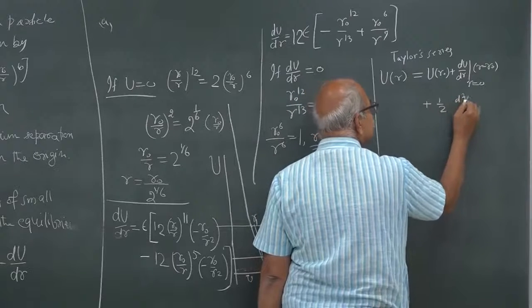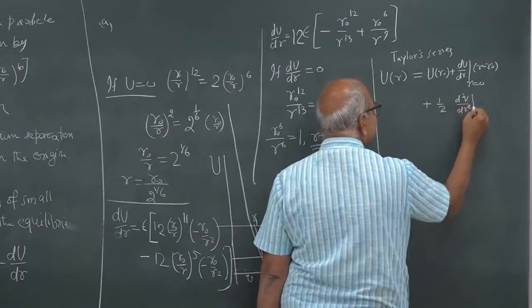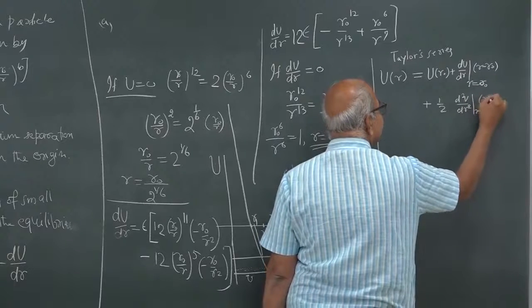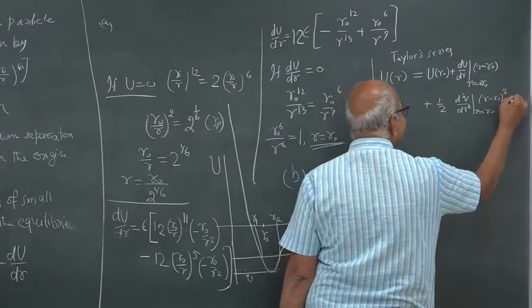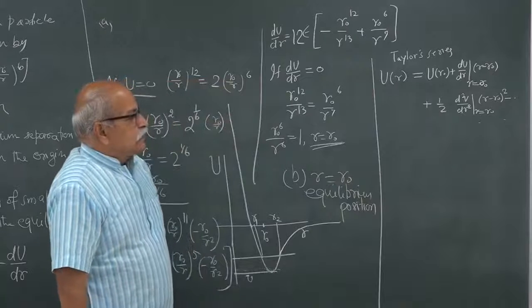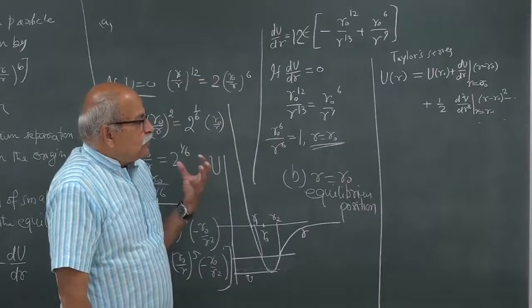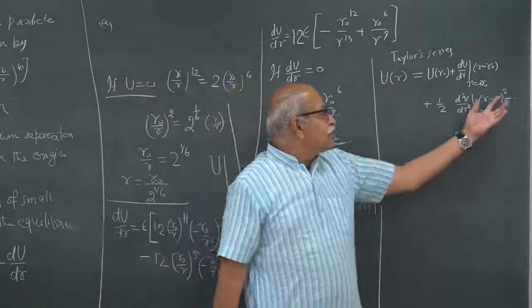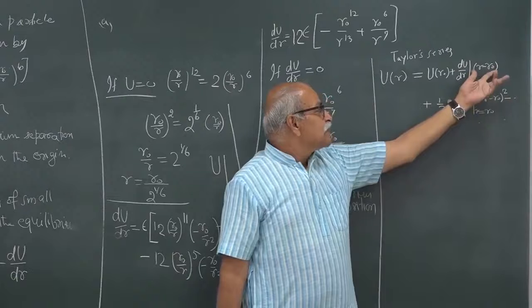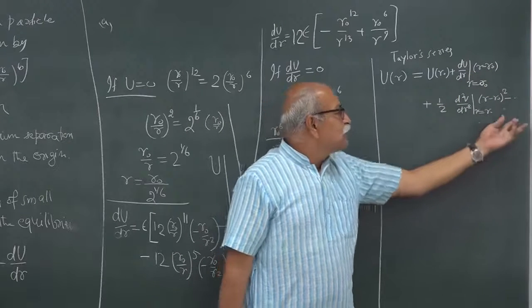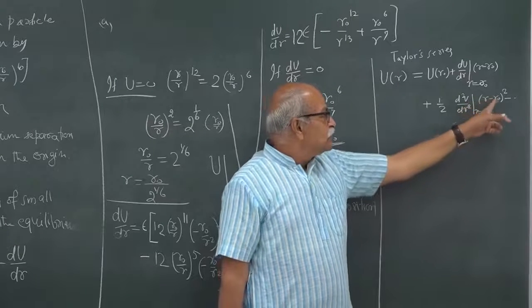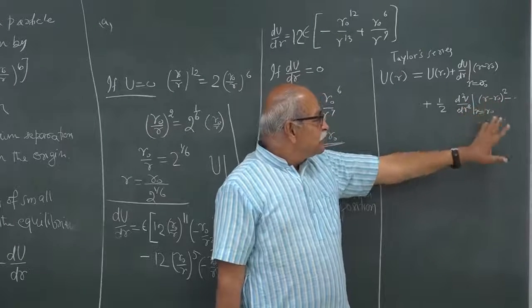second derivative d2u dr square evaluated at r equal to r naught and multiplied by r minus r naught square, and similarly higher order terms coming in there. And if r is very close to r naught, perhaps you would like to neglect this r minus r naught square term in comparison to r minus r naught term here. You do have r minus r naught cube terms and fourth power and fifth power, but if this separation is small, if this quantity is small, then you can neglect higher order terms.